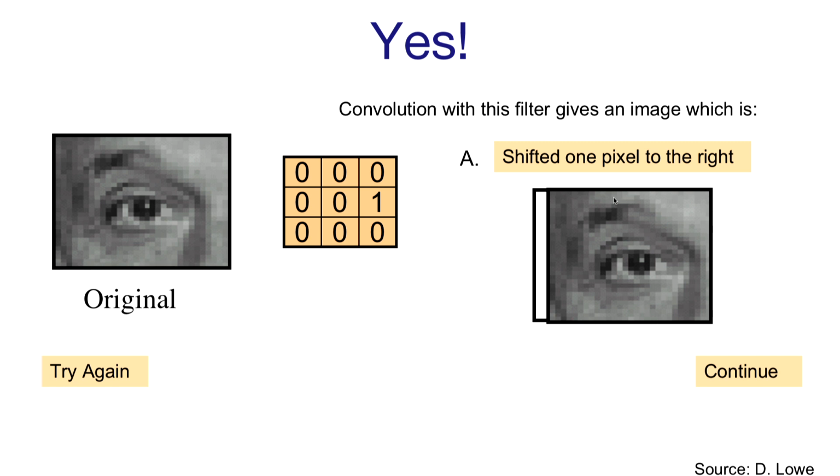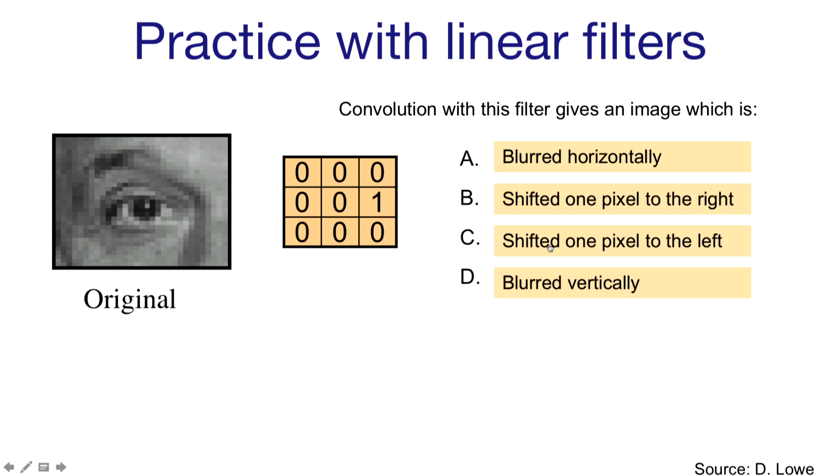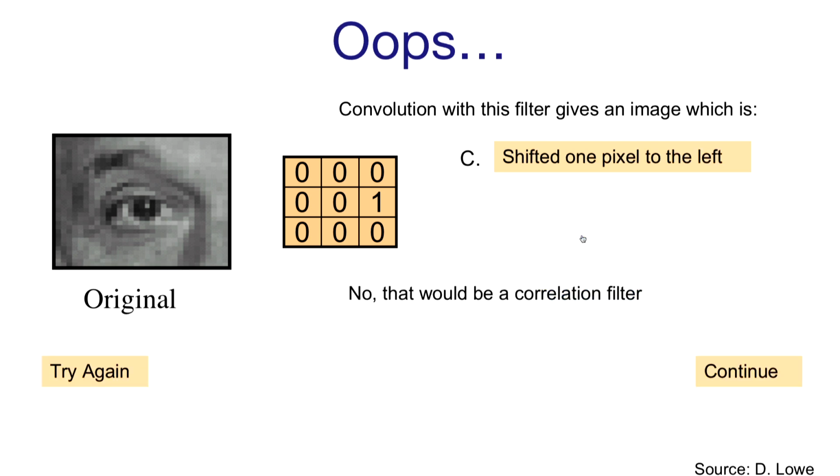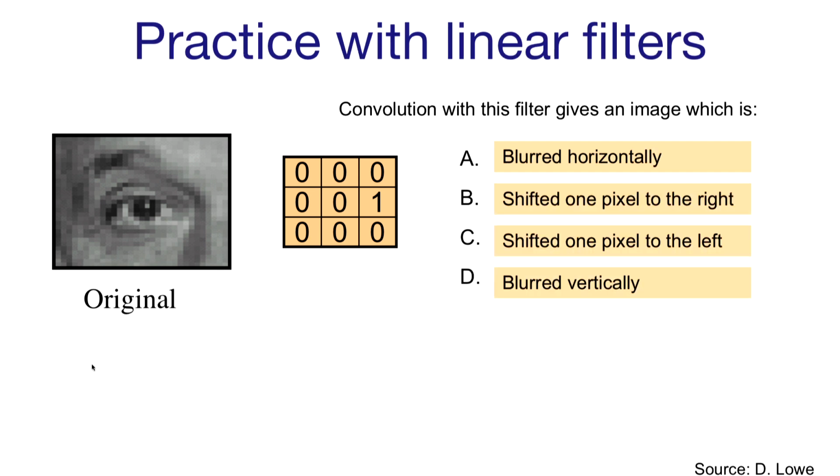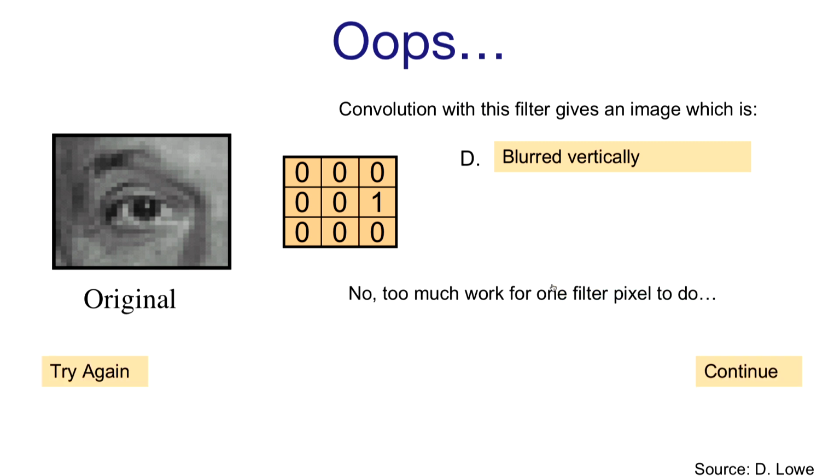Remember, you have to flip the filter for convolution, and when you move that, in other words, the center pixel is copying from the left, which means it's moving the image to the right. As you can imagine, this would be correct if either the one was on the other side or if that was a correlation filter, not a convolution filter. And the last one is nonsense, of course.